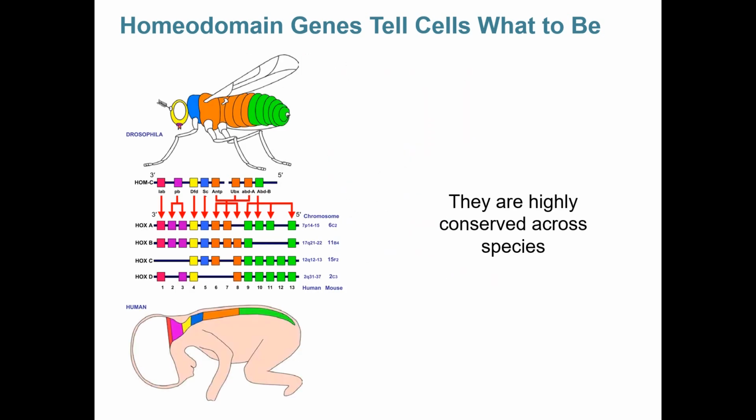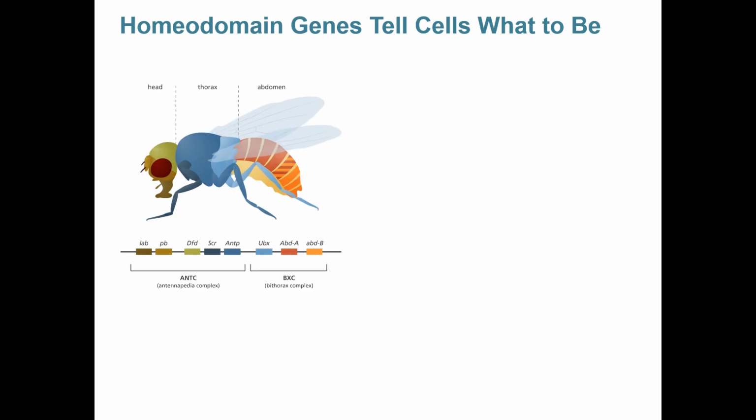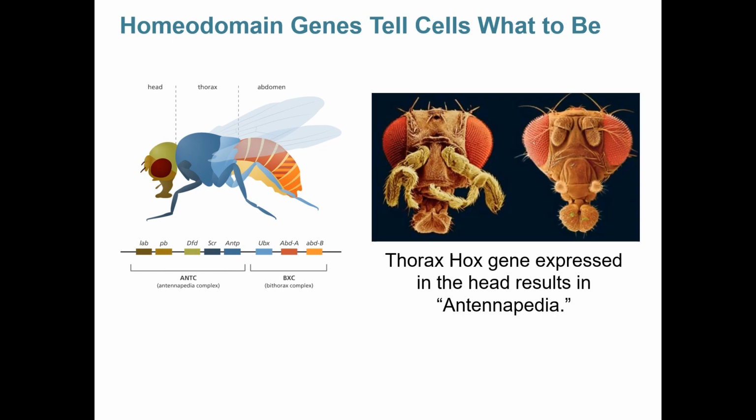Okay, so they exist, but what do I mean by they are master regulators? Well, let's say we take a Hox gene that's supposed to be in the thorax. One that, I don't know, maybe controls whether or not you produce legs. And we decide that we want to express that in the head. Well, here you go. This is a fly that is expressing the thorax Hox gene inside the head area. It's called antennapedia, and you can see that instead of antennae, it's developed legs.